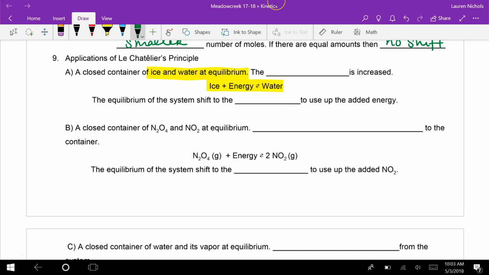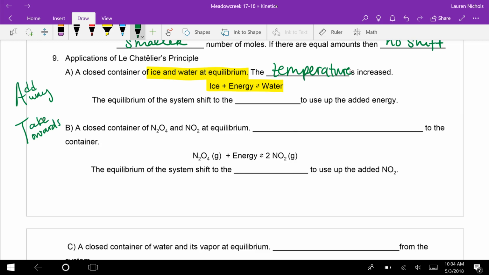And what's going to happen is the temperature is increased. Now, when the temperature is increased, that means we're adding heat. Okay, and so remember our phrases are add, away, and then they said take, towards. So those are going to be our phrases to help us.